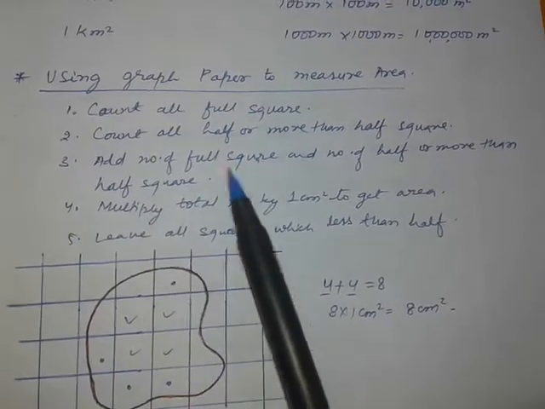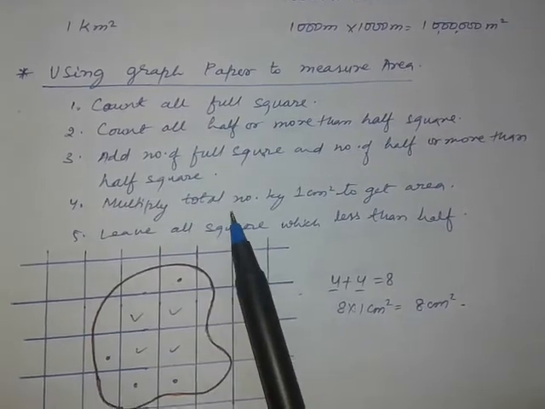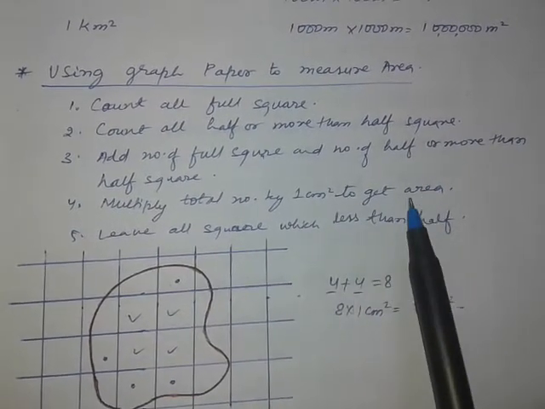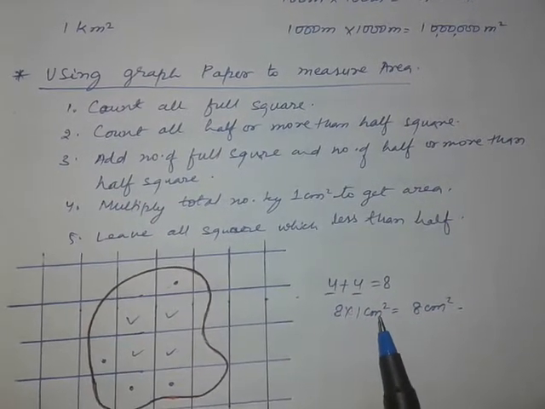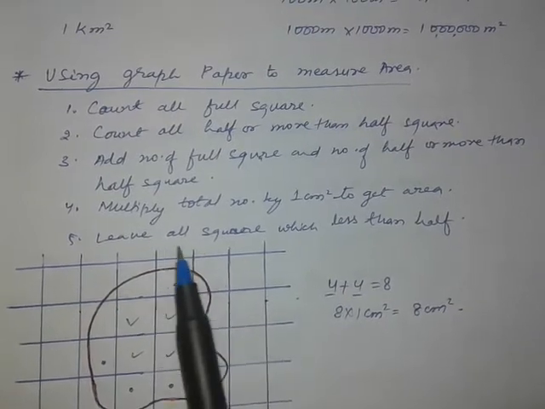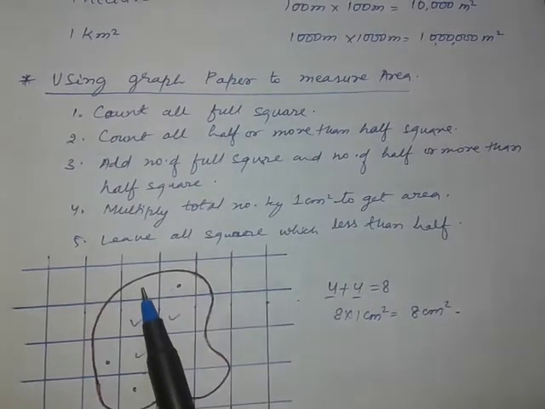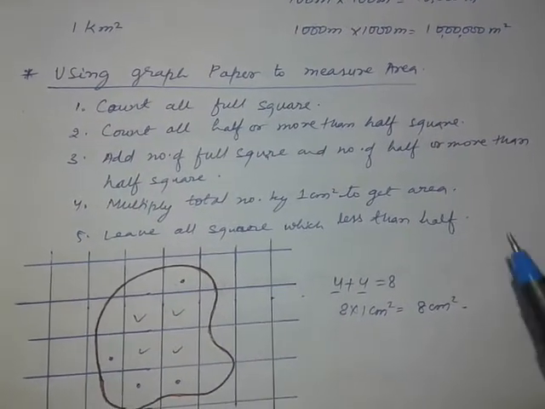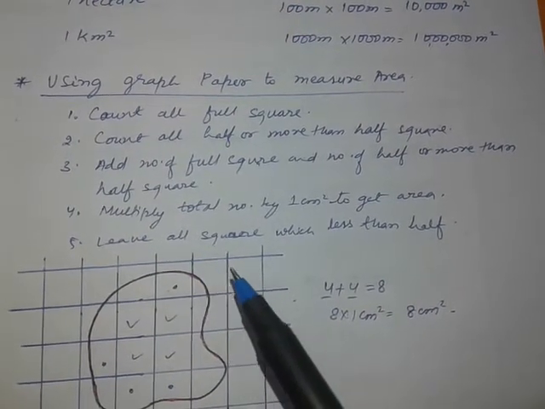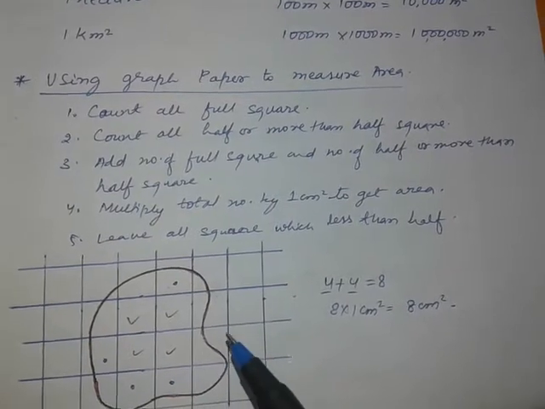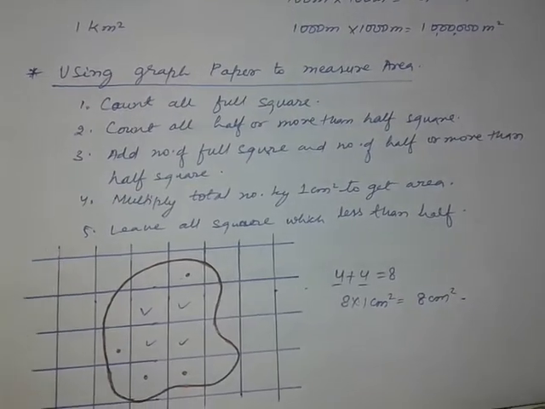Then add the number of full squares and the number of half and more than half squares, that is 4 plus 4, which is 8. Then multiply the total number of squares with 1 centimeter square to get the area, so 8 centimeter square. We leave all squares which are less than half. So the area of this plane figure is 8 centimeter square. That's all for today.